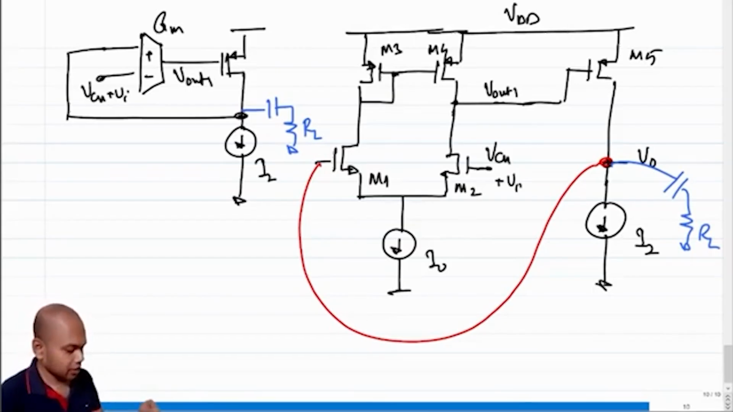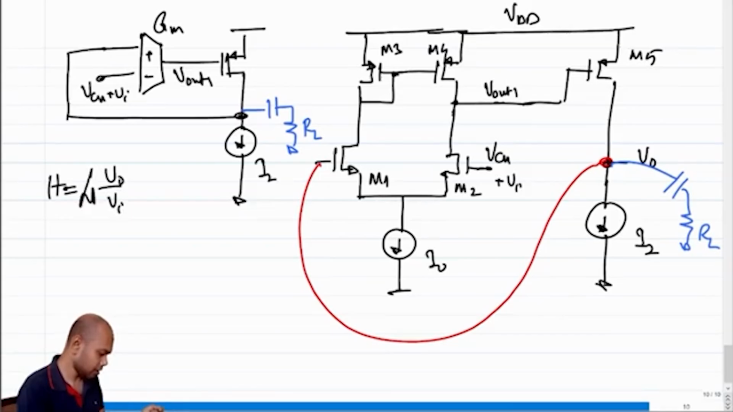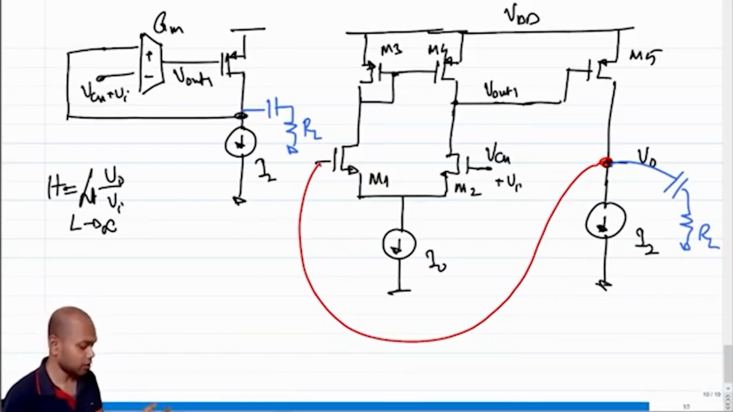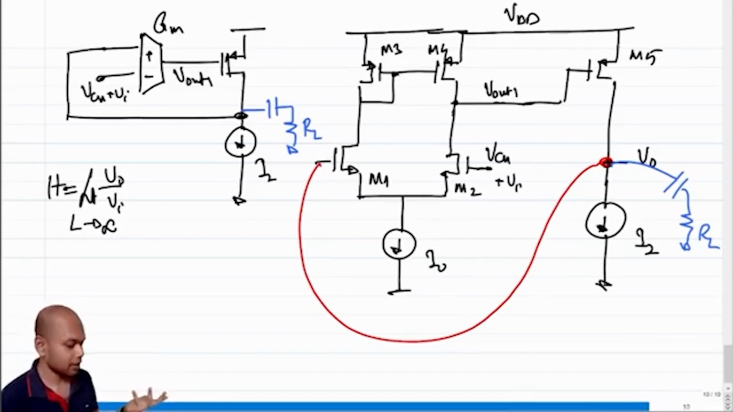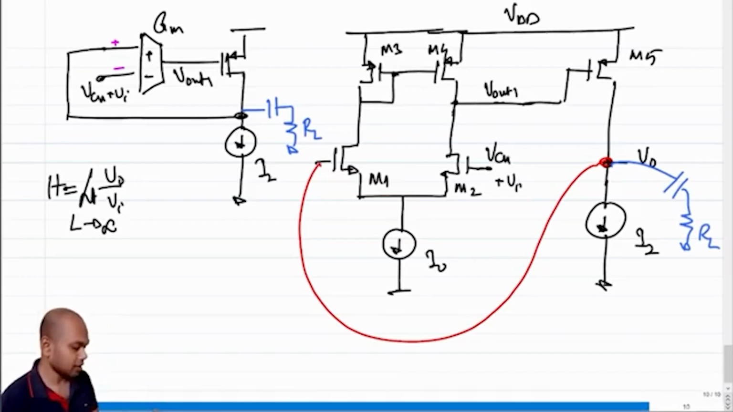So if the configuration is that of unity gain, what is H? H by definition is V naught over Vi, limiting value when L tends to infinity, right? If the loop gain tends to infinity, clearly these two voltages will track each other, and Vout will be equal to Vi. Unity gain buffer. So H is 1. What is loop gain?